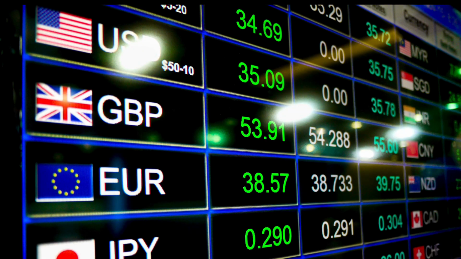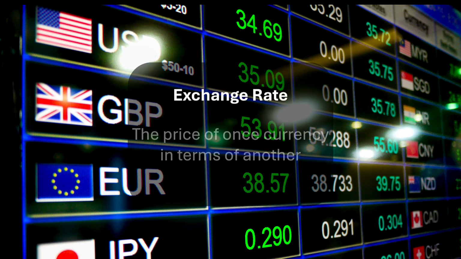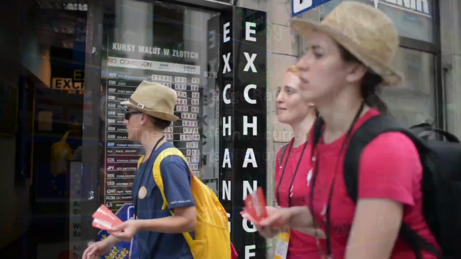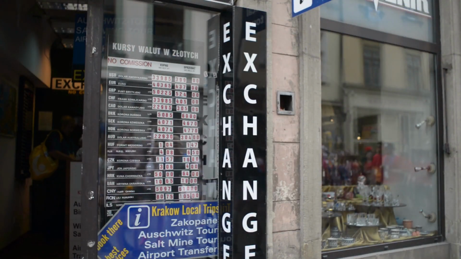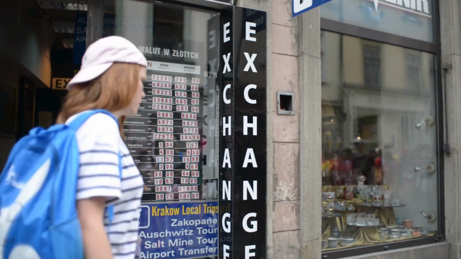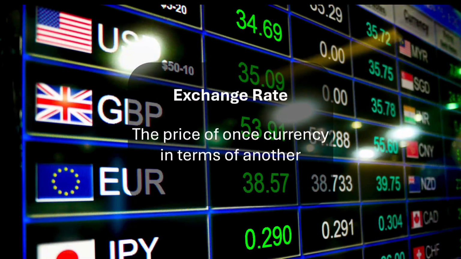So, what exactly is an exchange rate? At its simplest, an exchange rate is just the price of one currency in terms of another. If you've ever traveled internationally or exchanged money at an airport, you've seen exchange rates in action. You might walk up to a counter and see that one US dollar gets you about 150 Japanese yen or 0.91 euros. That number tells you how much of one currency you need in order to buy a unit of another. Just like any price, exchange rates are shaped by supply and demand, only instead of trading goods, we're trading currencies.